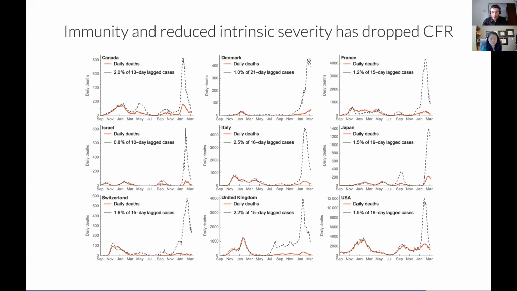So the red line is observed daily deaths. The gray dashed line is a prediction of daily deaths, made by taking cases, lagging them, and taking some fraction of cases. And so the US had previously had a very keyed-in case fatality rate of 1.5%. And that was basically preserved through Delta, through a combination of most of these being in non-vaccinated individuals and Delta being more severe and so forth.